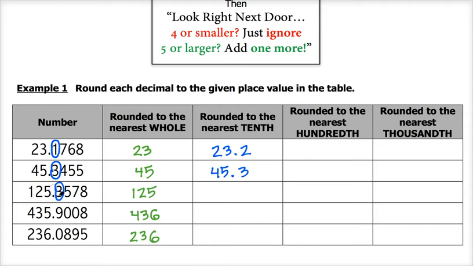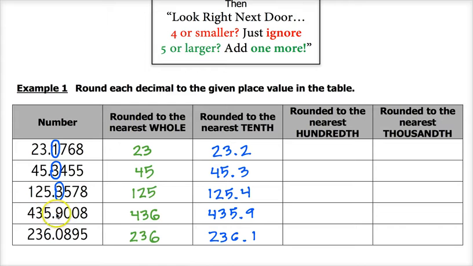125.3578. I circle the 3. I look to the right. 5 or larger, add 1 more. So we're going to add 1 more to the 3, and this becomes 125.4. What I want you to do now is pause the video and try these last two on your own. Once you have those, click play, please, to check your answers.